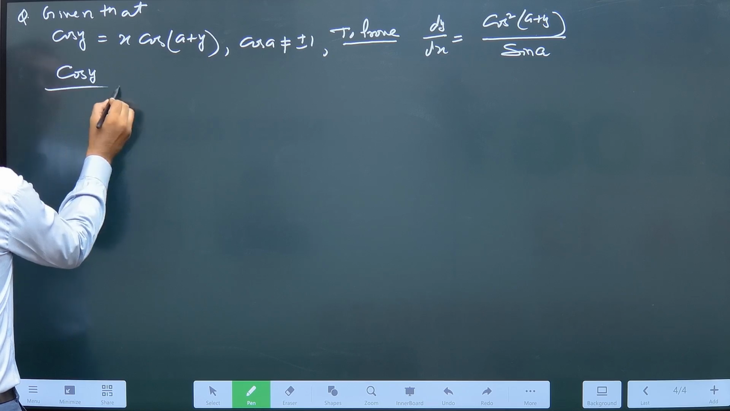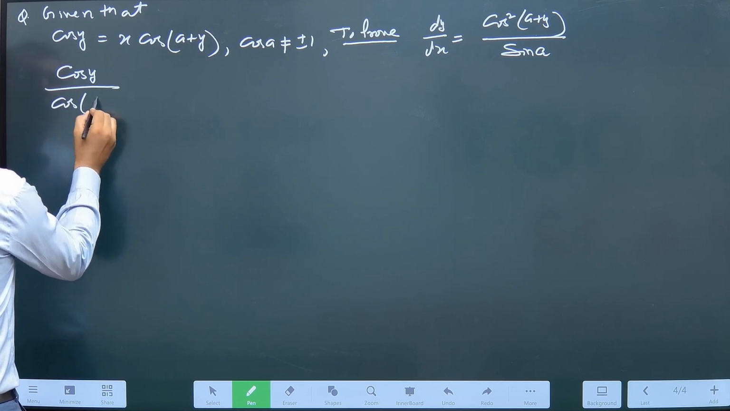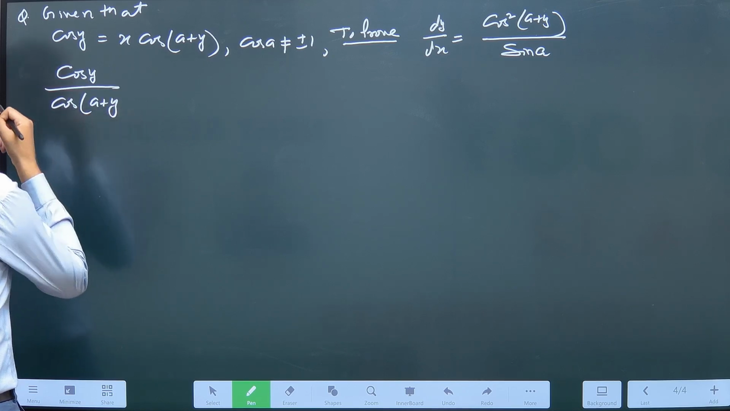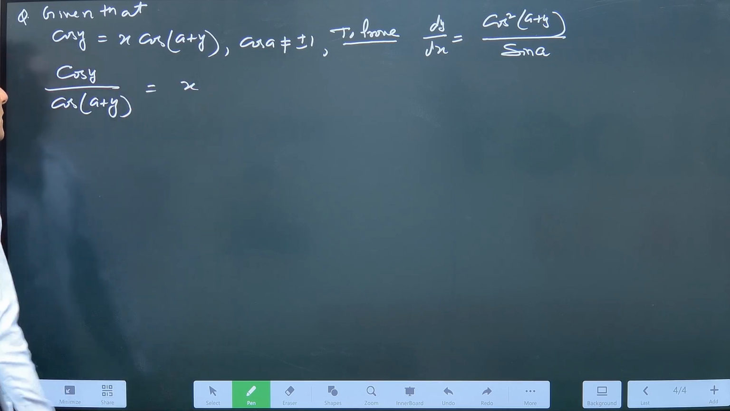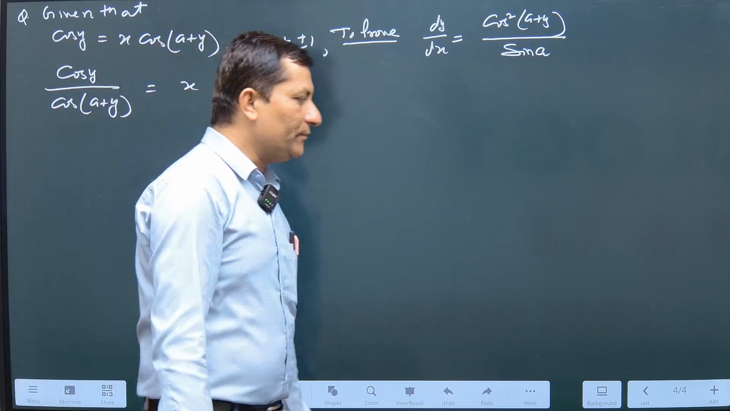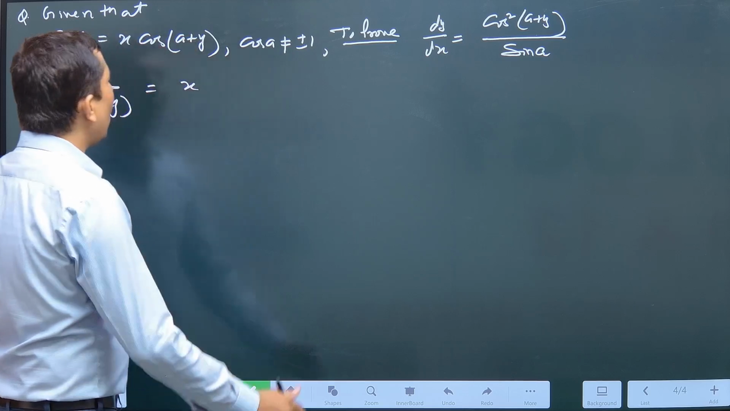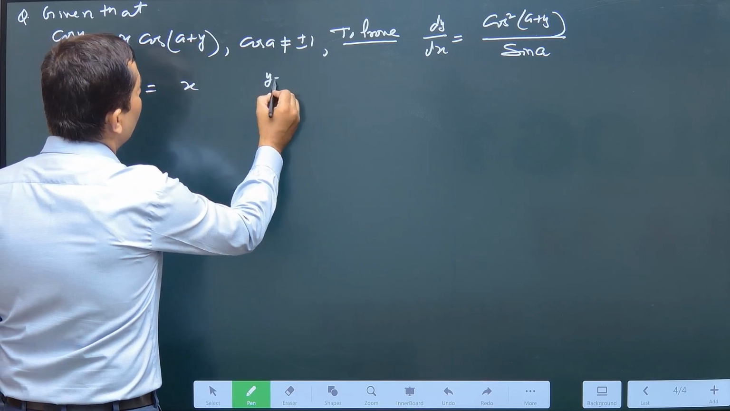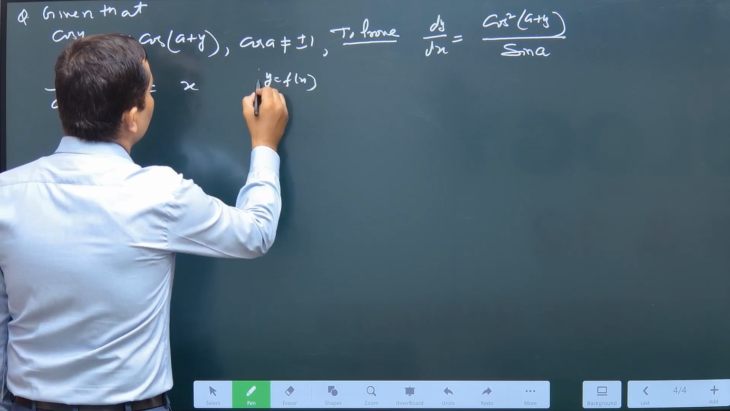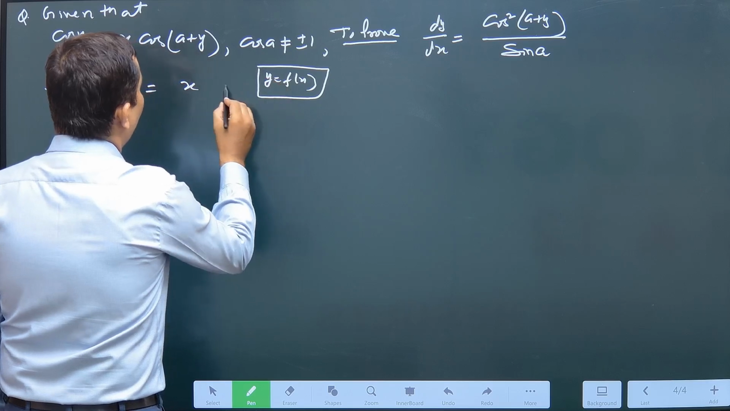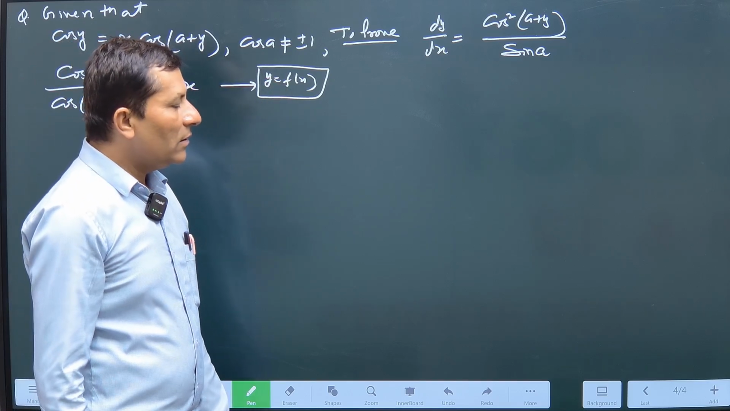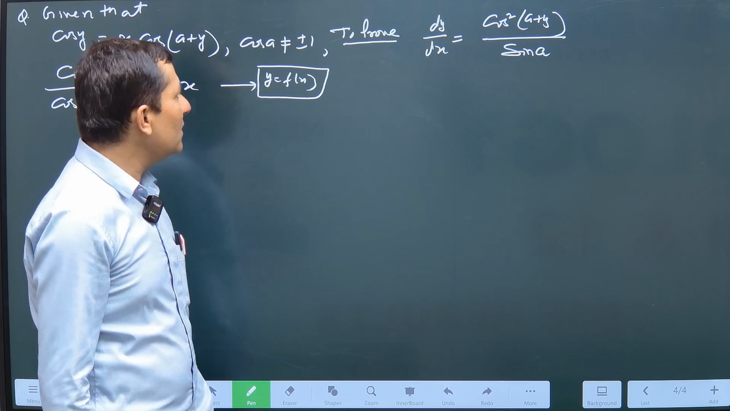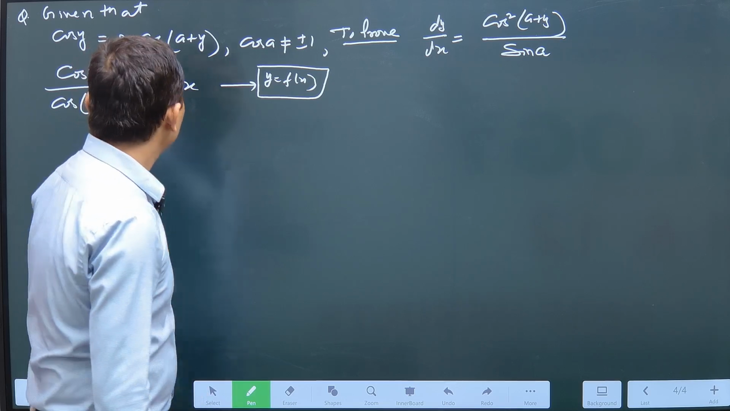Now, okay, cos y upon cos(a plus y) is equal to x. A pure implicit function है. You can't write it in the form y is equal to f of x. आप इसको इस फॉर्म में नहीं लिख सकते. Pure implicit function है. It is not an explicit function.